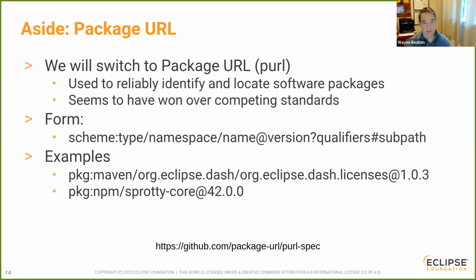Another opportunity here is, at present, we're not aware of any decisions having been made about what the package URL format is to describe an Eclipse plugin. So that's something to think about. But the form is basically like a URL, and I've given a couple of examples here. The dash license tools version 1.0.3 is expressed there as a Maven package, and then Sprotty core is expressed as an NPM package. Again, that's a URL or a URI that uniquely identifies a particular component.